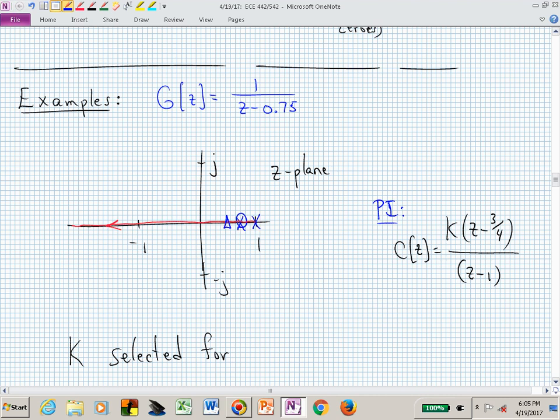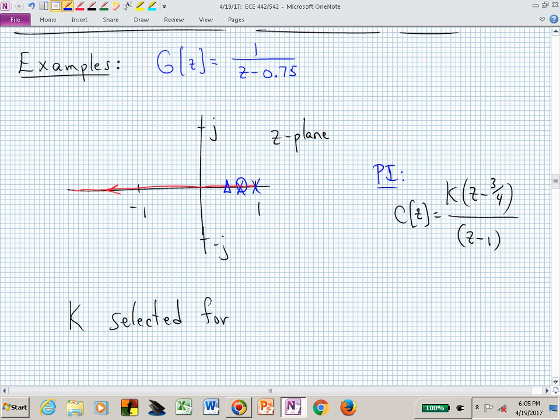Do you see how you would use the magnitude condition to find the K to get you to that triangle? And then your design would be finished. You would say, oh, I want to have my triangle at 1/2 to give me a particular speed of response. What's the K required to do that? I would use the magnitude condition to make that happen. In this case, then, K is selected for the speed of response.